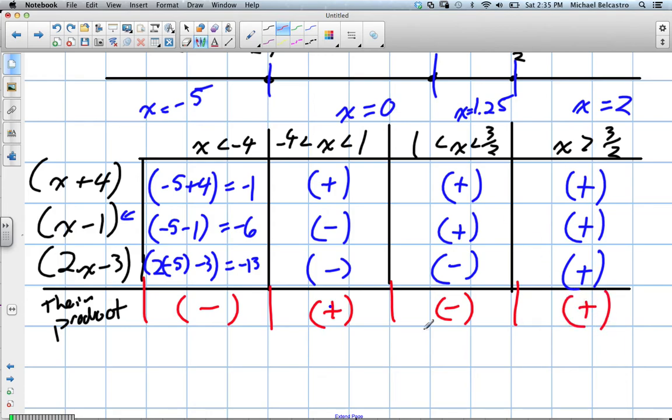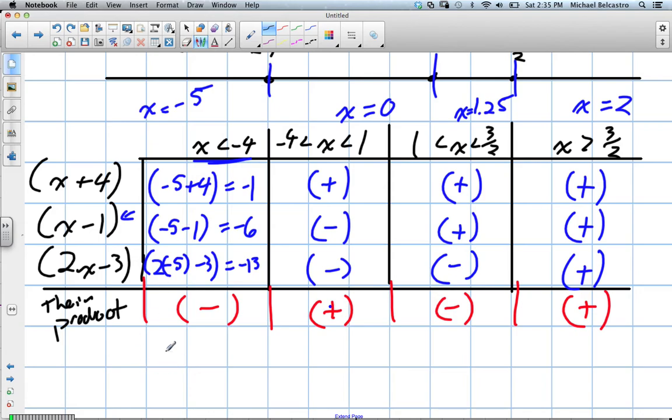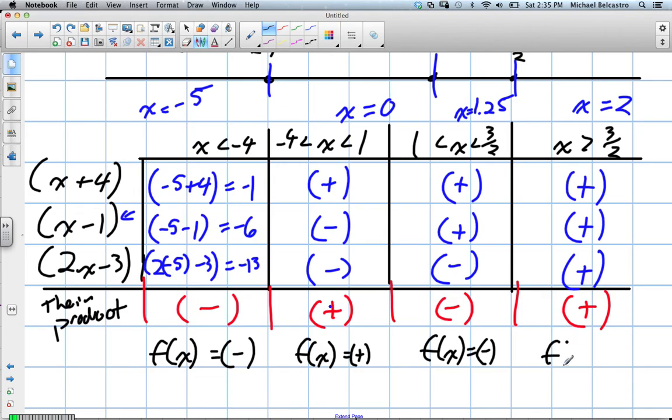So what we've just discovered is that when x is less than 4, f at x is negative, which we're not looking for. Remember, we're looking for greater than 0. When it's between those values, f at x is positive. Here, f at x is negative. And here, f at x is positive. Positive 5. It's just a positive answer.